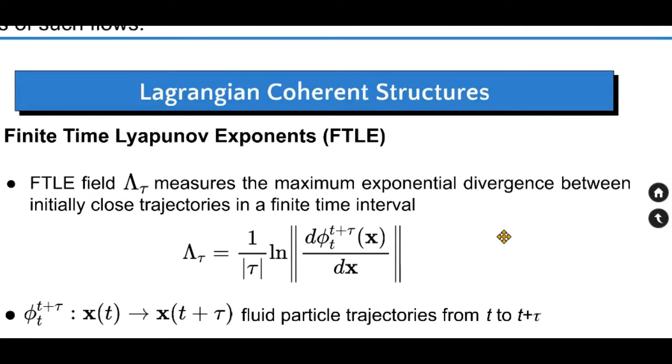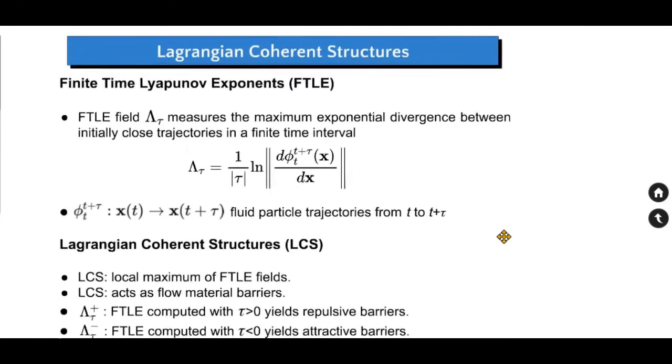Finite-time Lyapunov exponents, or FTLE fields, measure the maximum exponential separation between initially closed trajectories during a finite-time interval tau. Ridges of FTLE fields act as flow material barriers. These structures, also known as Lagrangian coherent structures, or LCS, organize the flow since they separate regions with different flow dynamics. FTLE, computed forward in time, generates repulsive barriers, while FTLE, computed backward in time, generates attractive barriers.